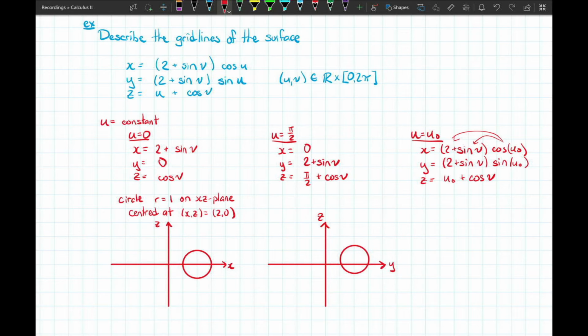And you can see how we may have that same kind of idea of a circle, but it's not going to be always a circle on the xz plane or yz plane. It's going to be a circle that is somewhat rotated. It might help to think about this actually in terms of polar coordinates.